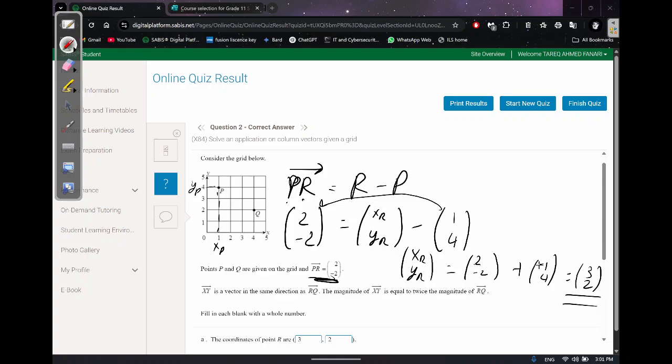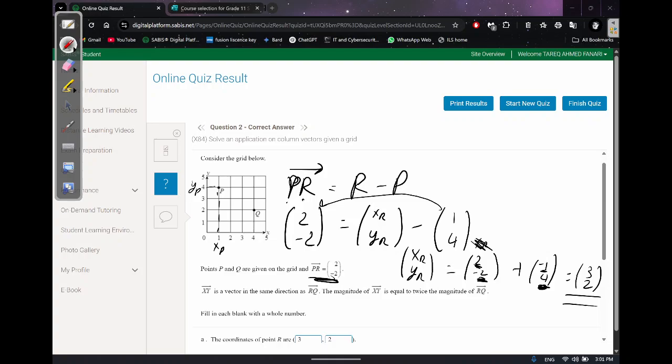Remember, X goes with the X. This is the X value of the vector, and this is the X value of the point P. This is the Y value of the vector, and this is the Y value of point P. It's always X with X, Y with Y. Don't flip them. So these are the coordinates of point R, which is 3 and 2.